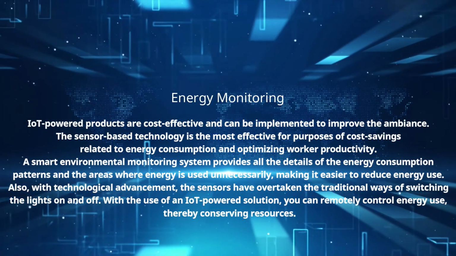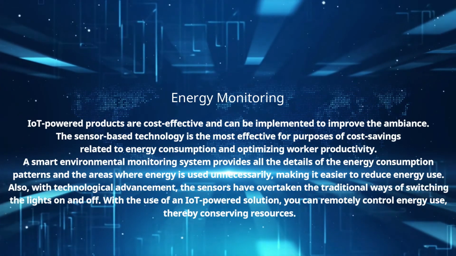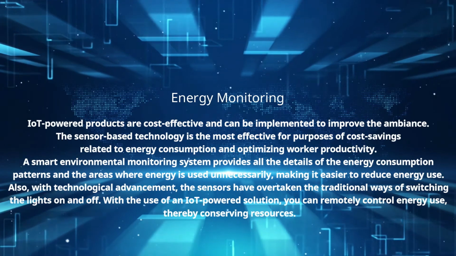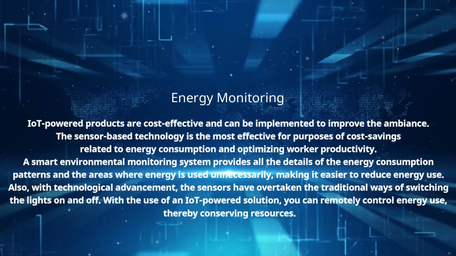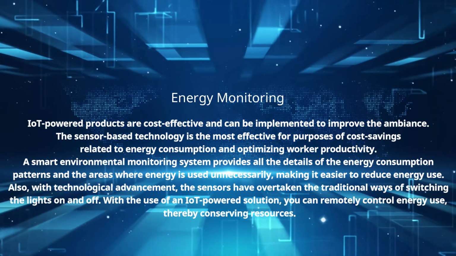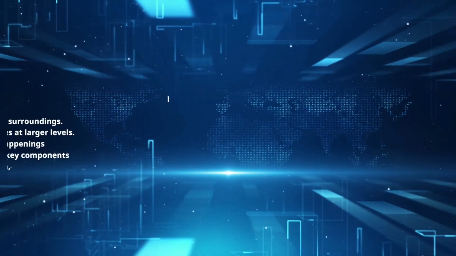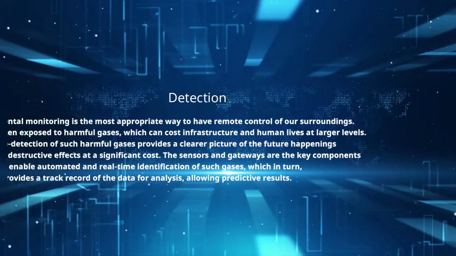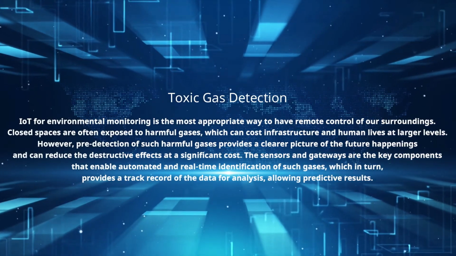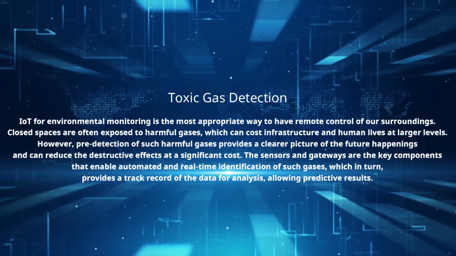Also, with technological advancement, the sensors have overtaken the traditional ways of switching the lights on and off. With the use of an IoT-powered solution, you can remotely control energy use, thereby conserving resources. IoT for environmental monitoring is the most appropriate way to have remote control of our surroundings.